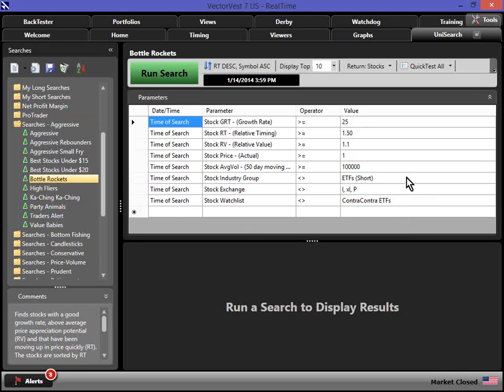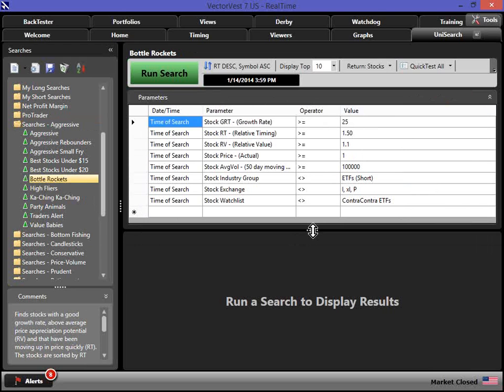Now, it's got a lot of criteria for the search here. If you are new to VectorVest, sometimes I get lost, and I've been doing this for 12 years, and I'm just clicking around here. So if I click too fast, just shoot a little note in there, and either I or Jerry will stop and help you out. Let me give you a quick little navigation exercise.